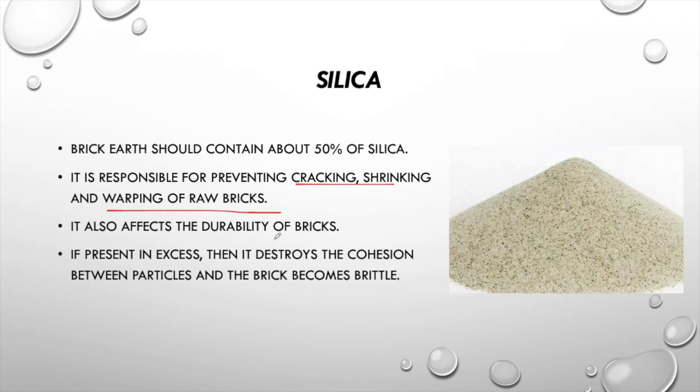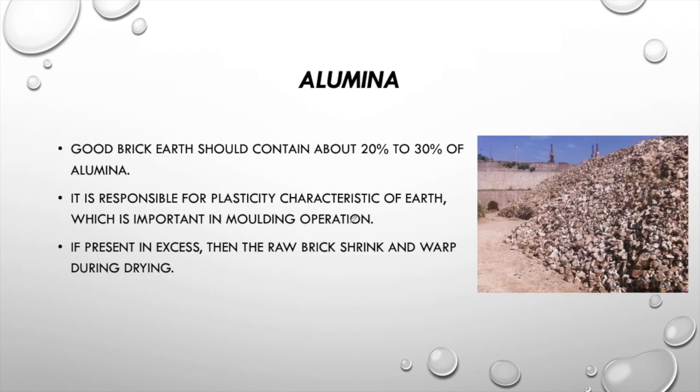This also affects the durability of the bricks, and if the silica is present in excess, then it destroys the cohesion between the particles and the brick becomes brittle. Okay, so in the particles of the brick, the cohesion is destroyed. If the cohesion is destroyed, it will not be that functional, and it will become brittle, and it may break down early. Now the alumina is the second most abundant material in the good brick earth.